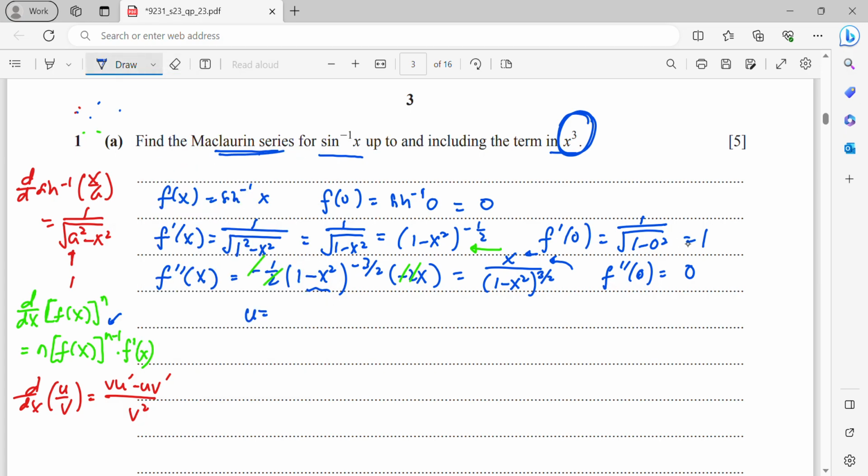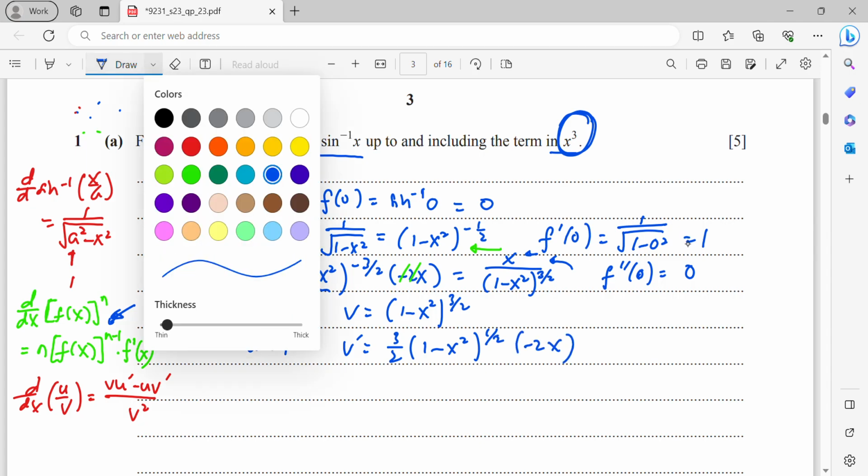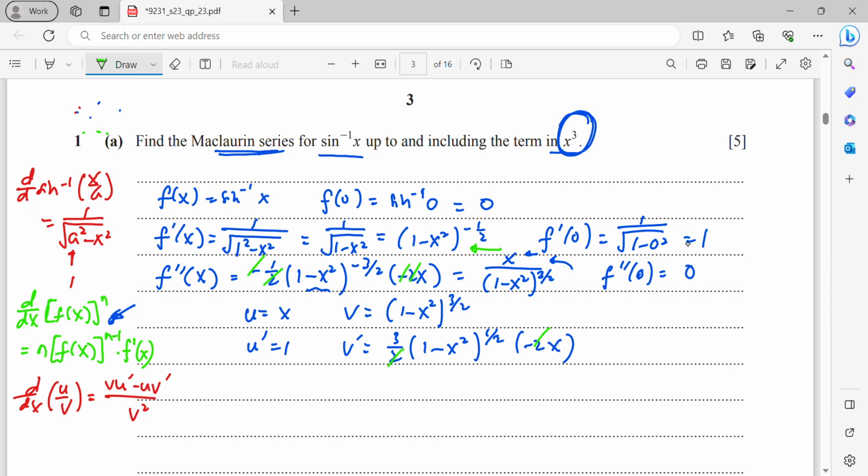So my u equals x, u prime will be 1. Then my v is (1 minus x squared) to the power of 3 over 2. Then my v prime is going to be 3 over 2 times (1 minus x squared) to the power of half, because I'm using this power rule. Then after that, when you differentiate 1 minus x squared, it will be negative 2x. And now the half and 2 will be cancelled off. Okay, then I will rewrite. It becomes negative 3x, then power half means that it's square root.